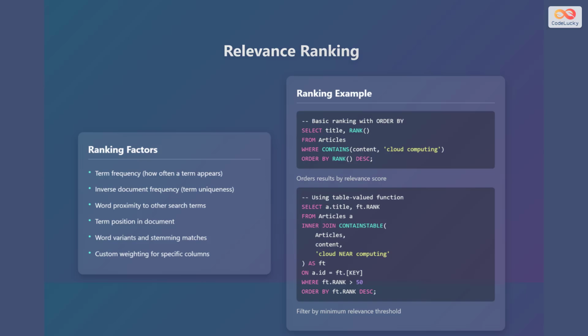Here are some examples. To perform basic ranking, you can select the title and rank from articles where the content contains cloud computing, and order the results by rank in descending order. A table-valued function can also be used. This lets you select the article title and rank from the articles table, joining it with the containstable function to find content containing cloud near computing. You can then filter the results based on a minimum relevance threshold, such as a rank greater than 50, and order them by rank in descending order.